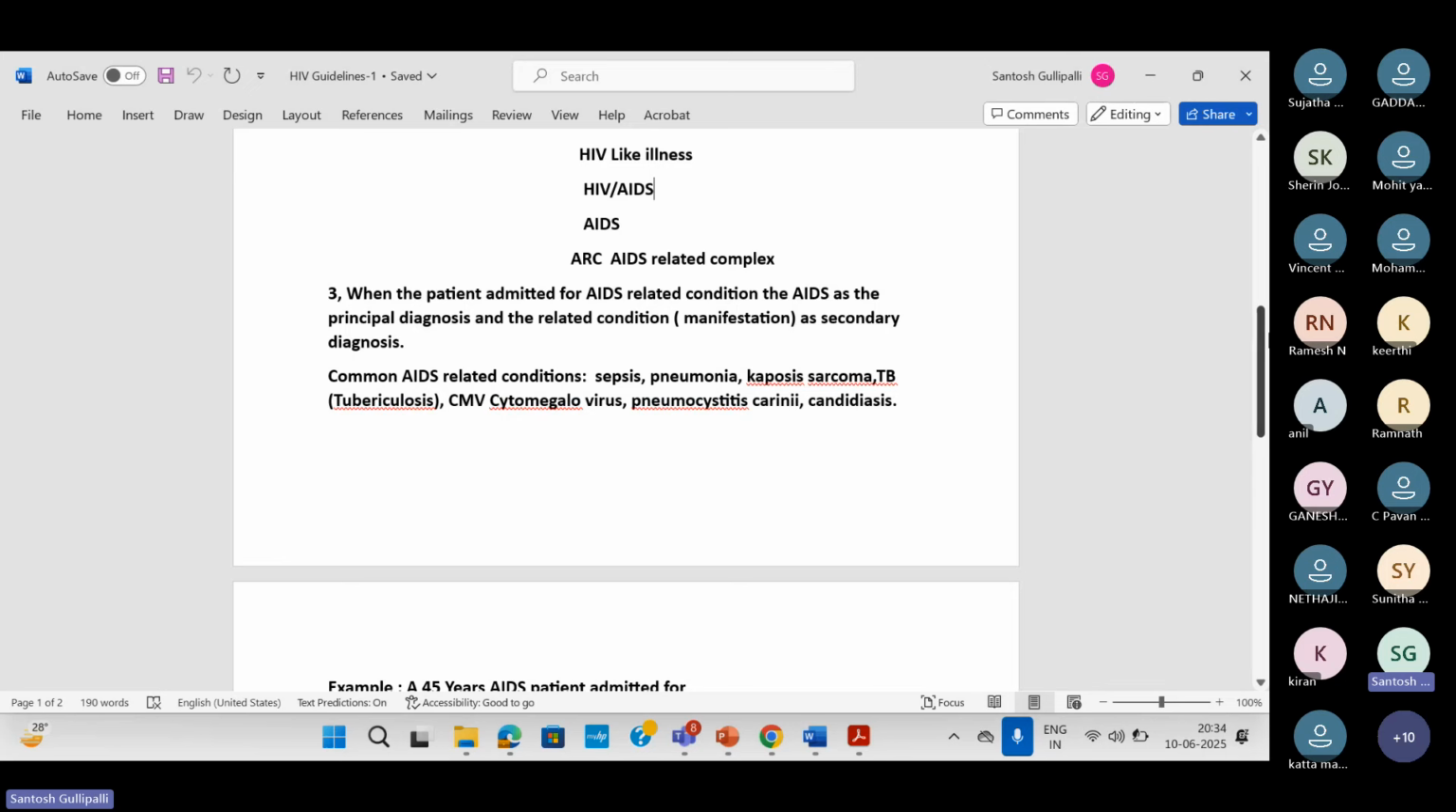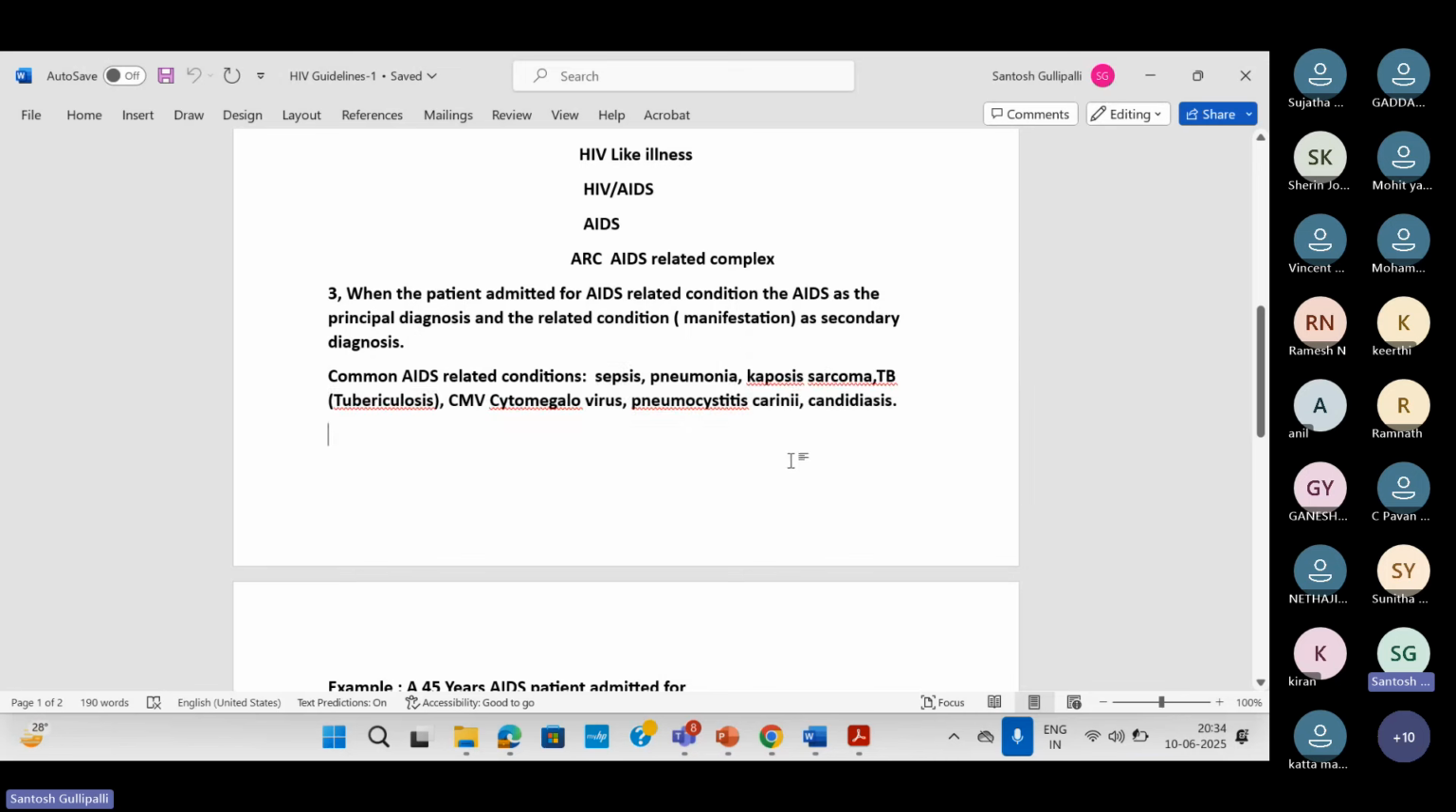Next, TB. TB means tuberculosis, and CMV, cytomegalovirus, and Pneumocystis carinii, and candidiasis. Candidiasis means fungal infection. Okay. So these are the common AIDS related conditions.